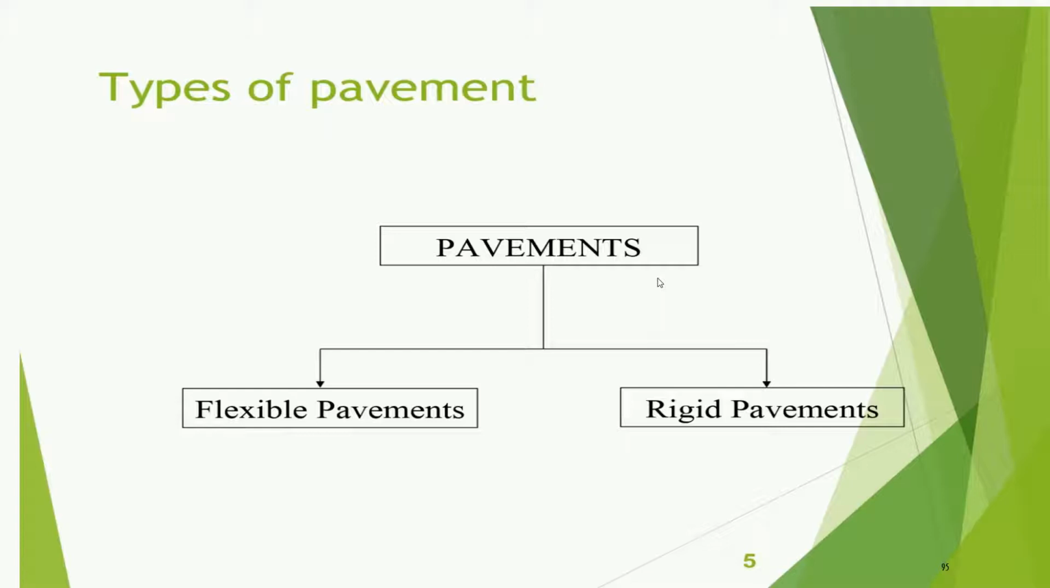We know that there are two types of pavement. Number one is the flexible pavement, constructed with bitumen or asphalt material, and the second one is the rigid pavement, which we construct with the help of concrete or cement material.